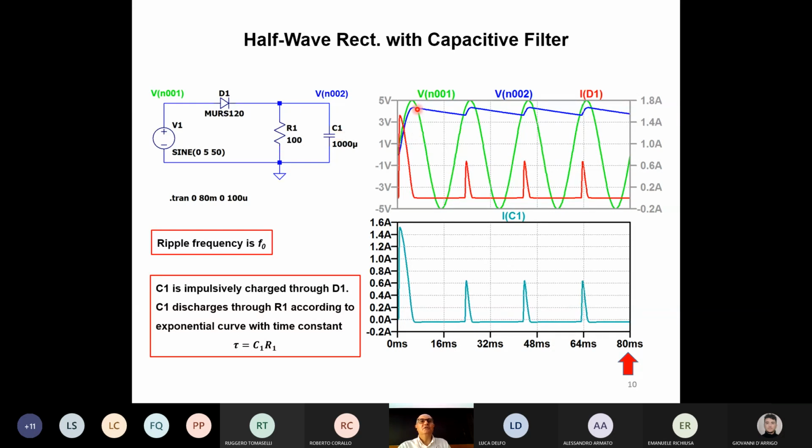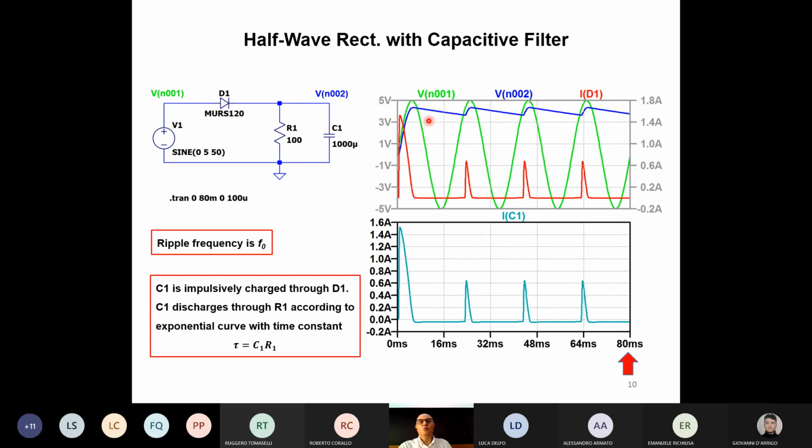So if the capacitor wants to discharge in order to follow the input voltage, it should discharge through the diode, but the diode is open because it does not allow a current to go from the cathode to the anode. So from this point here, the voltage on the capacitor is higher than the input voltage. At the beginning, the capacitor follows the input voltage. When the input voltage goes down, the capacitor would discharge through the diode, but the diode opens, and bye-bye. The capacitor cannot discharge through the diode. It can discharge only through the resistance R1.